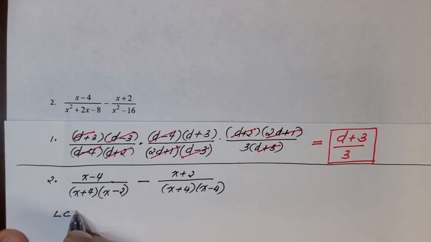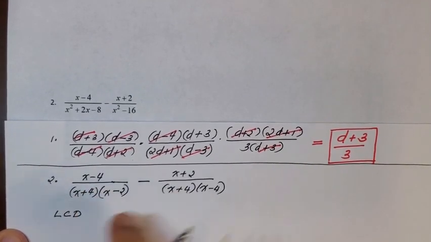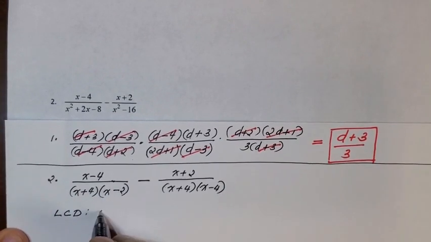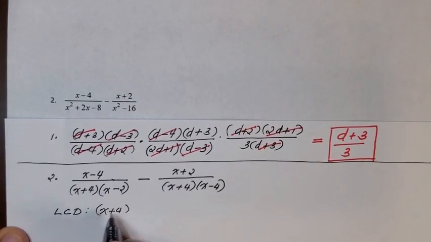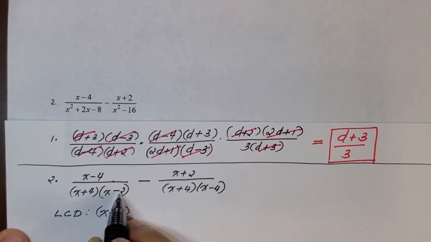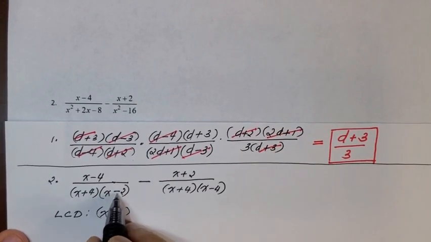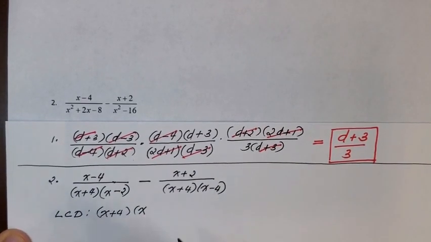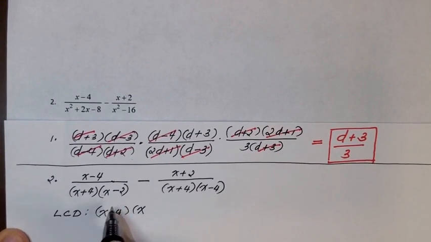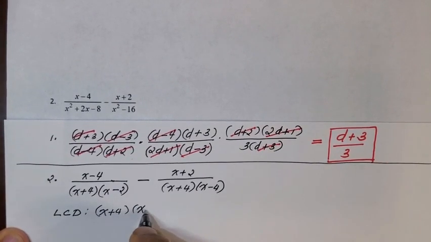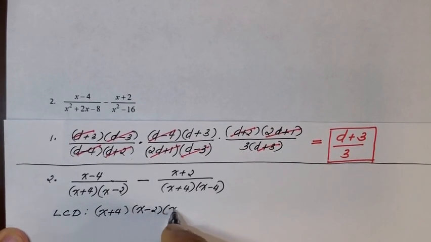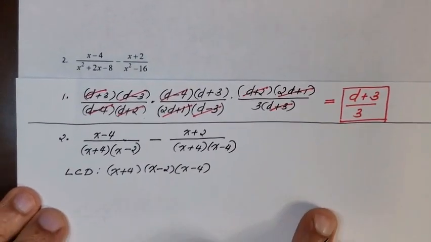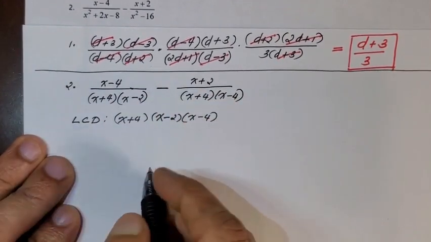Now we need to find the least common denominator between this one and that one. So the common factor between these two is x plus 4. Let's copy that down, and x minus 2 is not common, it's only here. Our x minus 4 is not common, so we need to copy both of these down. We are writing down the least common denominator, so x minus 2 then multiplied by x minus 4. So this is the least common denominator between these two expressions.